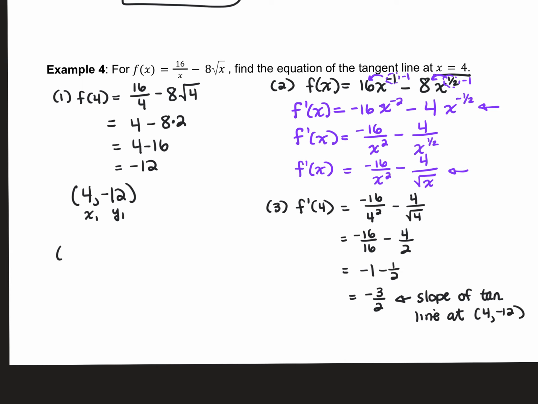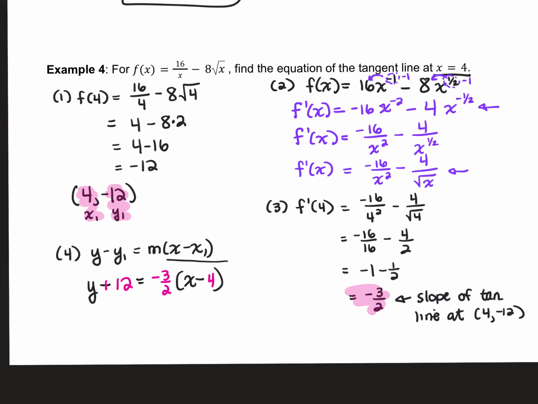And then the last thing we do is rewrite our equation. So y minus y1 equals m times x minus x1, and we plug in what we have found. So we know x1 is 4, y1 is negative 12, and we found that the slope is negative 3/2. So I can begin to write my equation. Y minus y1, so y minus negative 12 is plus 12, equals my slope, which I found is negative 3/2, times x minus x1, which is just 4. And then that's my equation. And like I said, we don't need to simplify that at all.